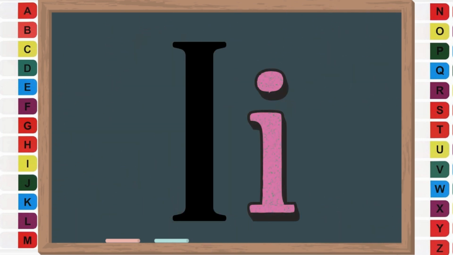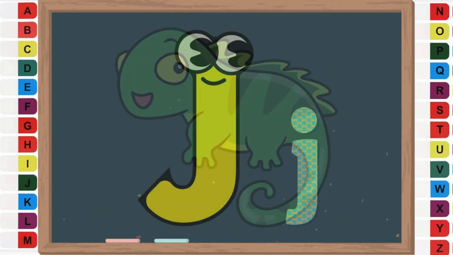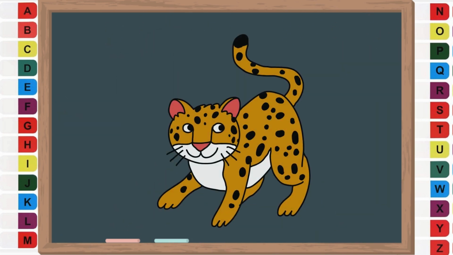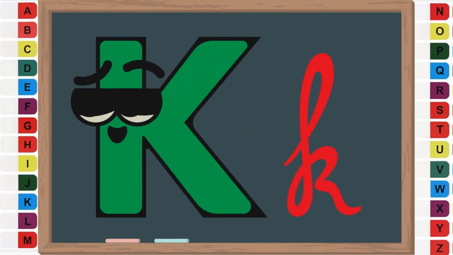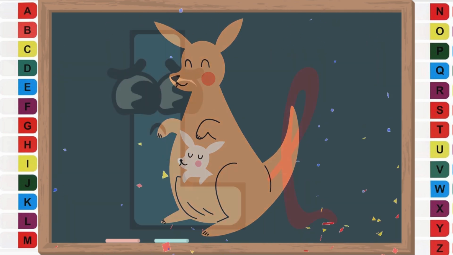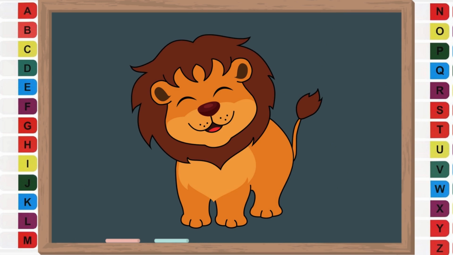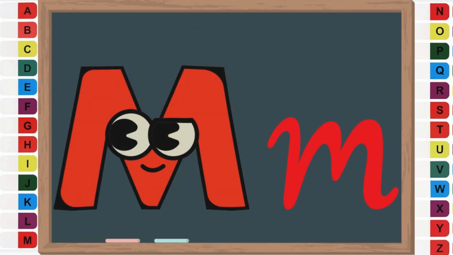I. I for iguana. J. J for jaguar. K. K for kangaroo. L. L for lion. M. M for monkey.